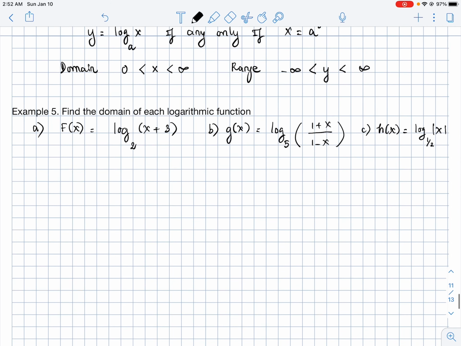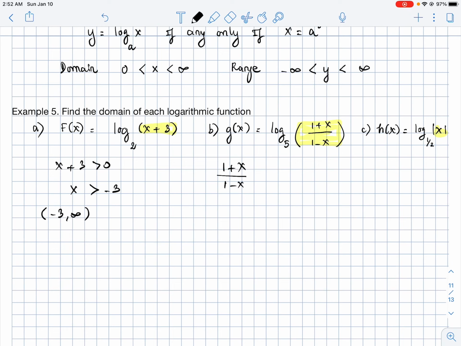In example number 5, we want to find the domain of the log function. So we will set up this part, the yellow part, greater than 0. x plus 3 greater than 0, minus 3 on both sides, so we get x greater than negative 3. So the domain is from negative 3 until infinity.